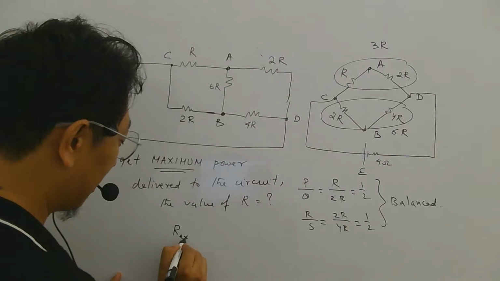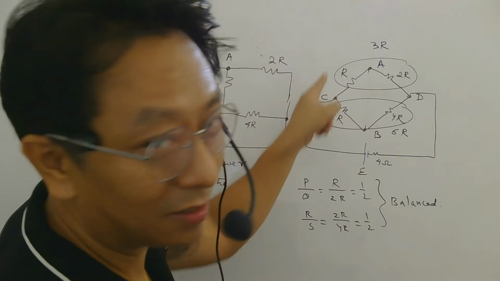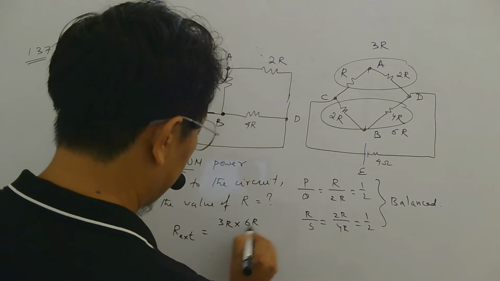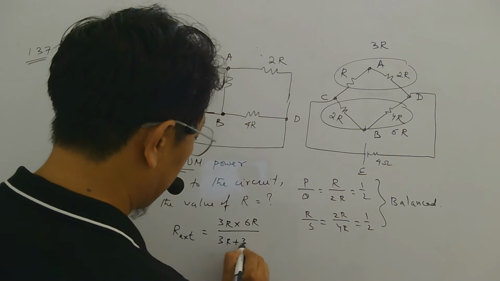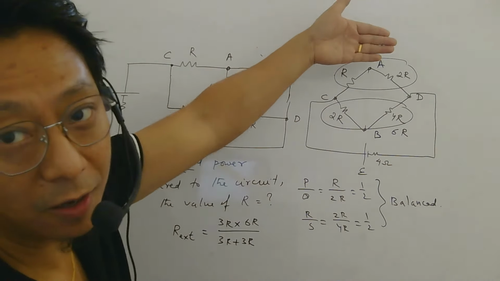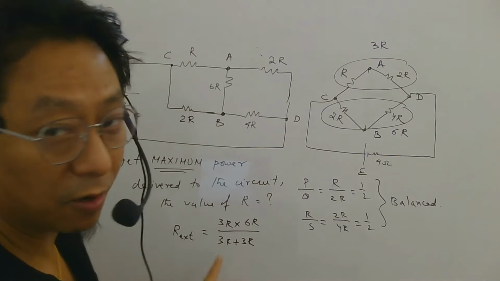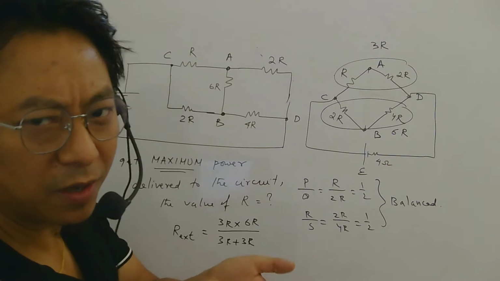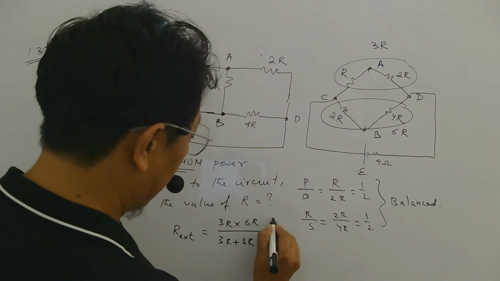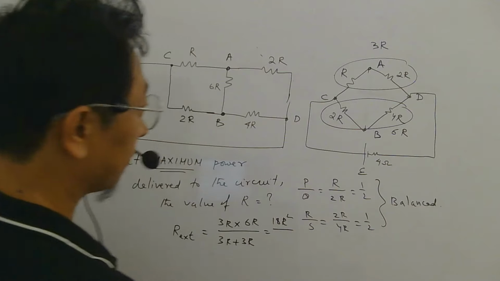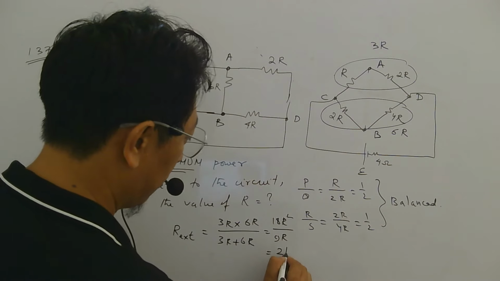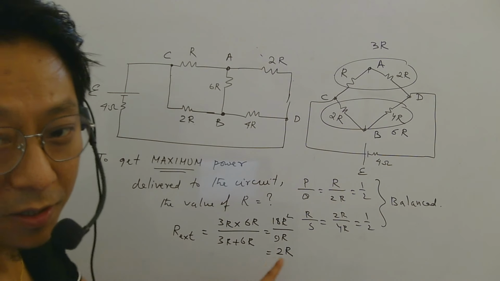So the total external resistance will be R1 R2 divided by R1 plus R2. That is the formula for equivalent resistance in parallel. You can also use 1 by R1 plus 1 by R2, and then you take the reciprocal. So here it will be 18R square by 9R. That will give you 2R. So external resistance is 2R.